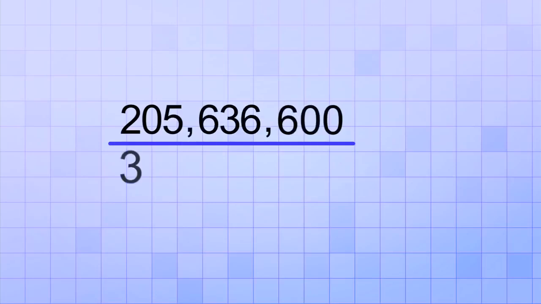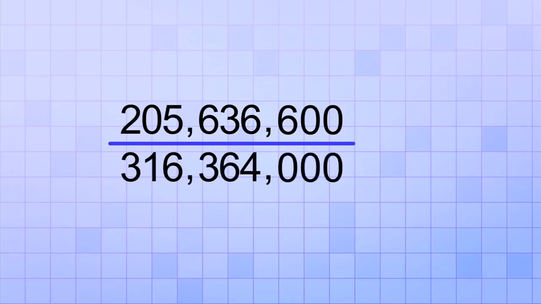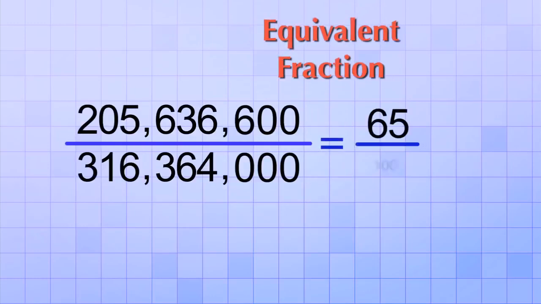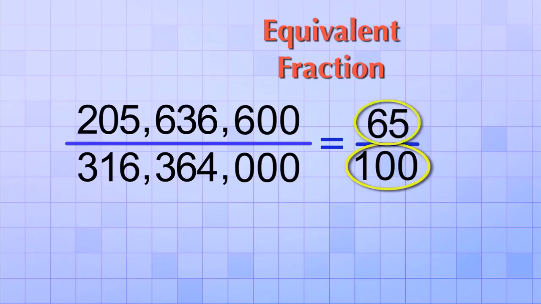205,636,600 over 316,364,000. That's a lot of people, and that fraction's not very easy to imagine. But the equivalent fraction, 65 over 100, is much easier to imagine. And it tells you that for every 100 Americans, 65 of them like watching football.